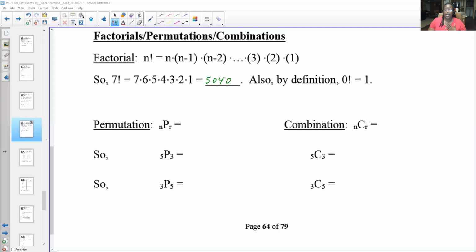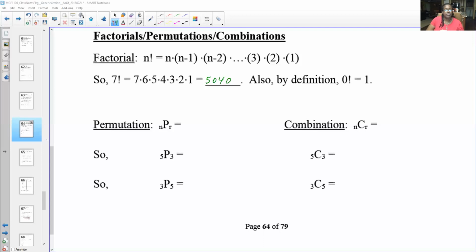If you're not sure, or if you ever forget, just put it in your calculator. We know where the button is. We can also use this as practice. 0 factorial, it will tell us that it equals 1. All right? So 0 factorial equals 1.